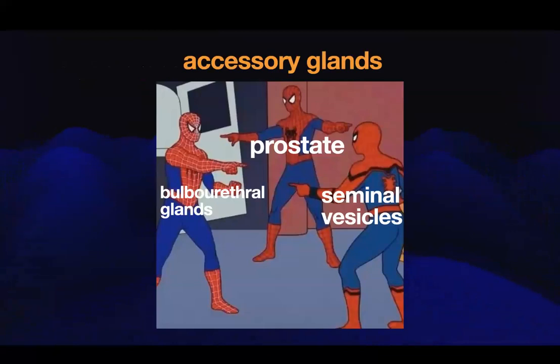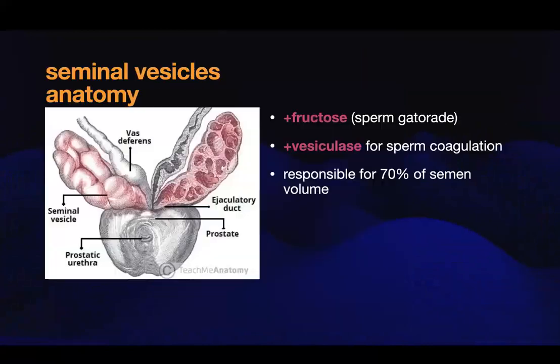You have the prostate, which everyone is, I'm pretty sure, very well aware of. But these other two are kind of unfamiliar: the seminal vesicles and the bulbourethral glands. Now, the seminal vesicles is the first one, and I'm going to mention it first because it's the first one to meet up with the vas deferens.